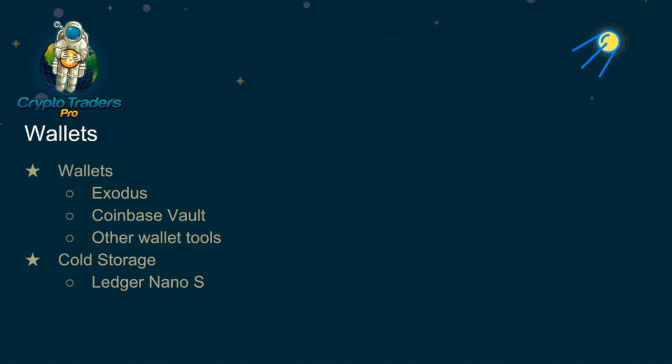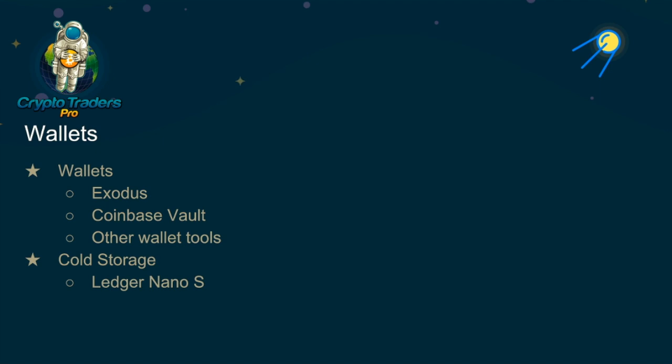So when it comes to wallets, there's a few that we suggest. Exodus is a great desktop wallet. They have a lot of different coins on there. You're able to download it directly to your desktop and store your coins outside of an exchange. So we'll be covering Exodus, and I'll be talking about why we suggest that, how to download it, and how to use Exodus.